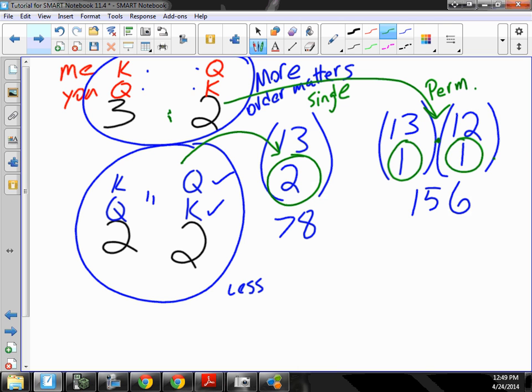No, because there are suits involved too. So there are other things that we haven't put in. But you need to remember this. If switching changes the hand, then you calculate them separately because it's a permutation. Because KQ and QK are not the same thing. If switching them does not change it, you calculate them together because it's a single combination. If you can understand that, then everything else we're going to do shouldn't be too bad.